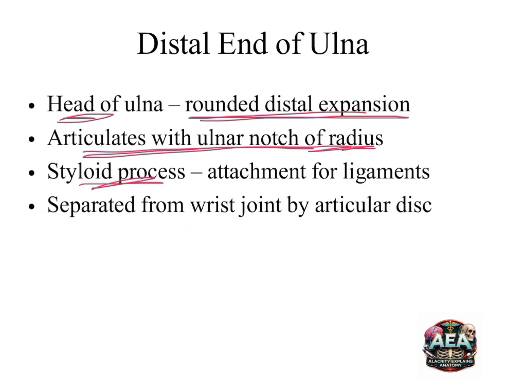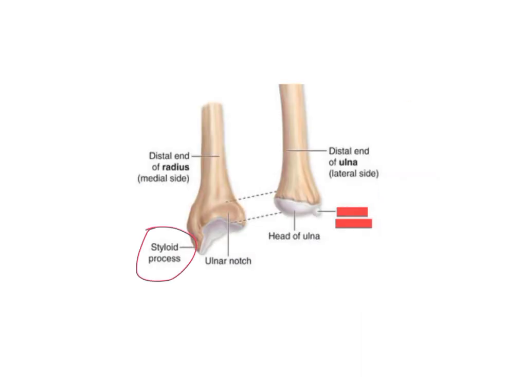This is our styloid process, and it is separated from the wrist joint by an articular disc. Remember that we said that the radius forms a joint with the scaphoid and the lunate distally, while the ulna does not participate in formation of the wrist joint. Please take note of that. It is separated from the wrist joint by an articular disc.